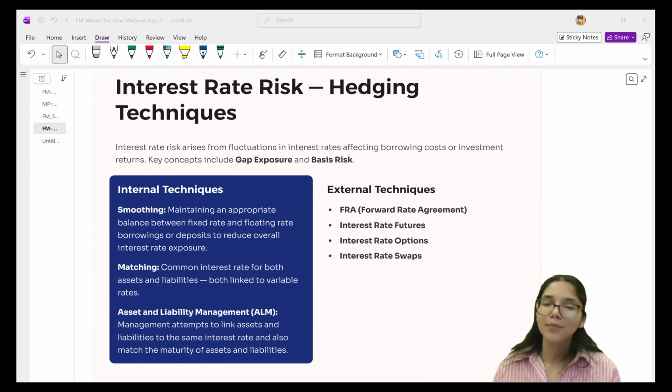Then we have learned about the matching concept also. What do we do in matching? Like the name itself is telling you. What do we mean by matching?